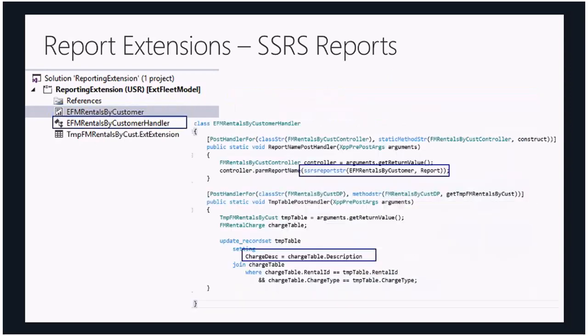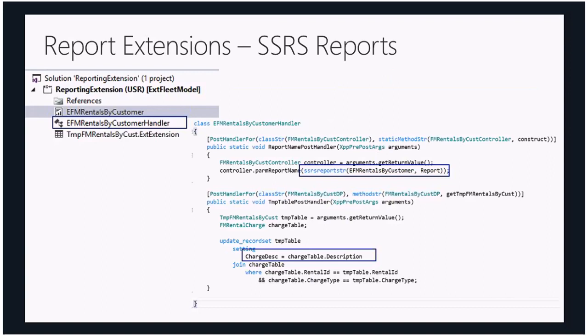Finally, I can create a class to host my event handlers. I have added a post event handler for the construct method of the FM Rentals by Cust controller class and did a quick swap of my custom report for the default report that would typically be running. This is how my custom report will be executed instead of the base report.